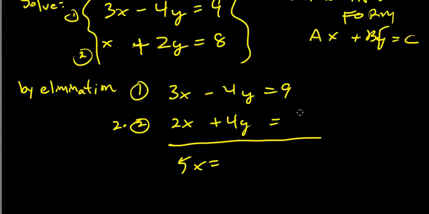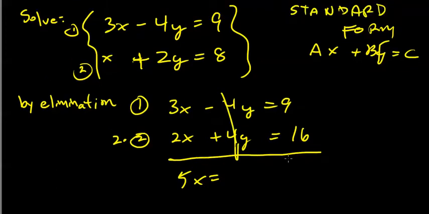Please correct your notes. If I'm going to multiply the bottom equation by 2, I get 2x plus 4y equals 16. 2 times 8 is 16. Where I got a 10 from, I'm not sure. Alright, so please make that correction and we'll go on. So I get 5x equals, again the y variables cancel out, 25. That of course means x equals 5.